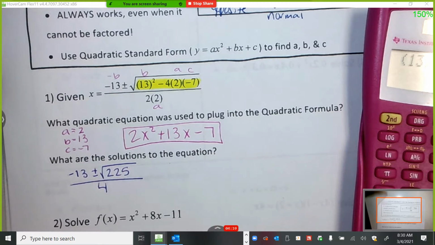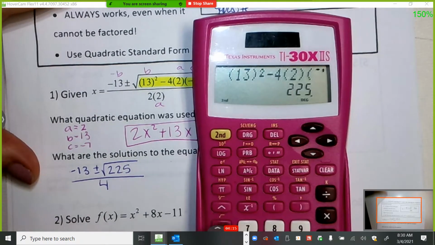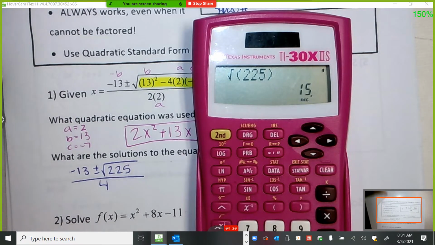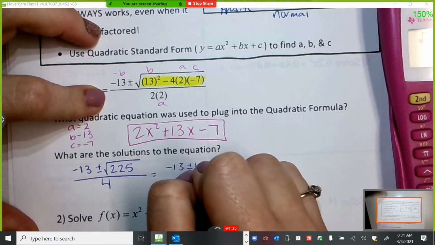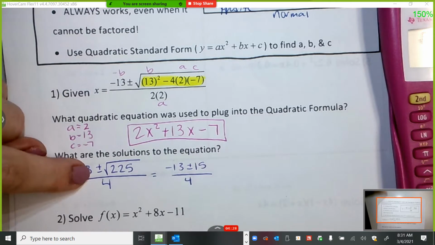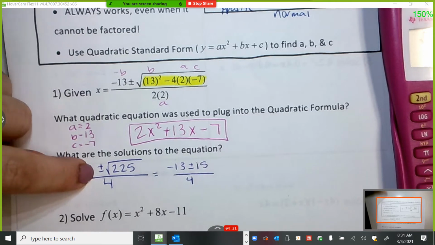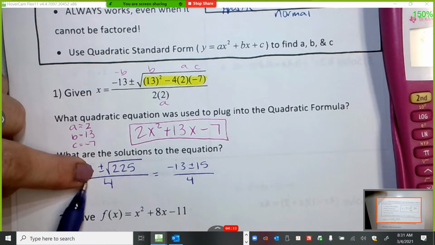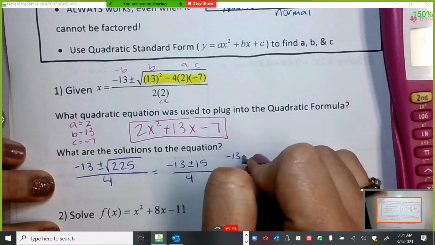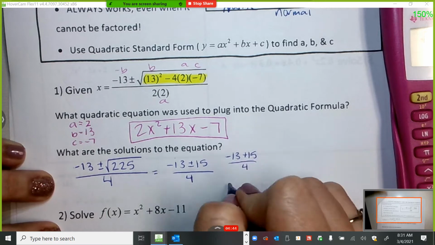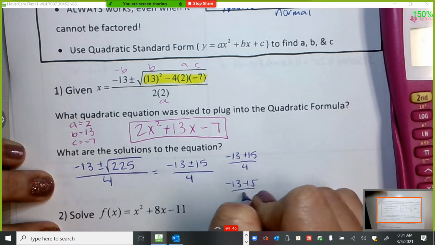Is 225 a perfect square? If you're unsure, you could do second square root 225, and it is a perfect square. So what does it equal? We get negative 13 plus or minus 15 over 4. Now, if you notice, the plus or minus is already built into the formula because we took the square root of a number, so you don't have to worry about that. So we can separate and simplify. We get negative 13 plus 15 over 4, and negative 13 minus 15 over 4.